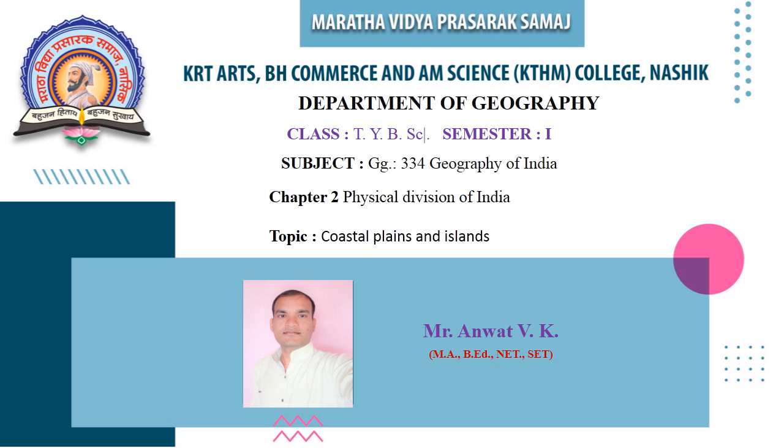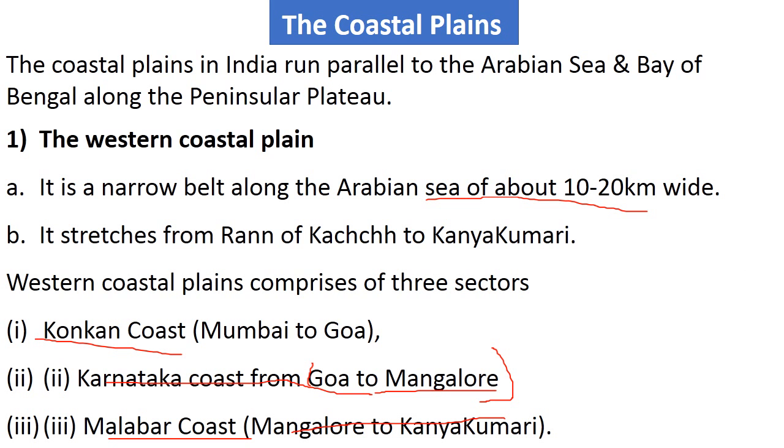Today we are going to learn about the coastal plain and islands. This is our second chapter, Physical Division of India, and our subject is Geography of India. Before that, we first studied the northernmost part of India, which is a mountain region, then the peninsula plateau, then the plain, and today we are going to focus upon the coastal plains and islands of India.